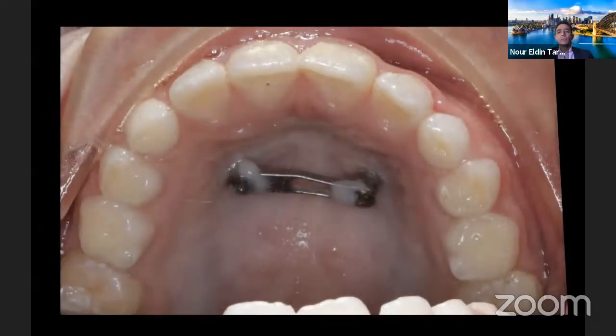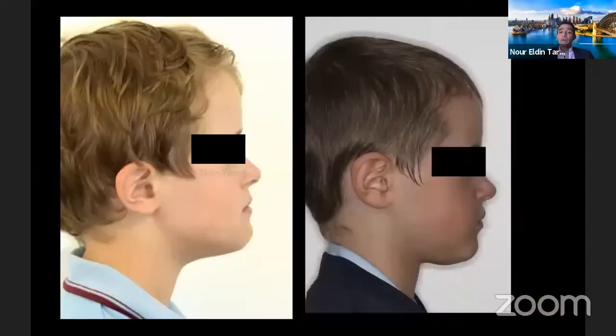And then afterwards, we are going to be using a retainer. And I prefer to use a skeletally borne retainer. So this retainer is reasonably comfortable, doesn't interfere with the space of the tongue, and doesn't require too much maintenance. And you can see a significant change in the profile.